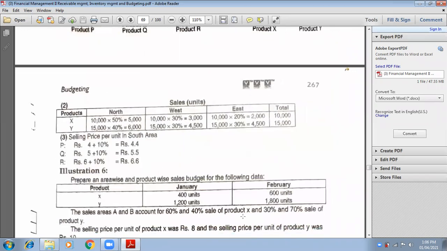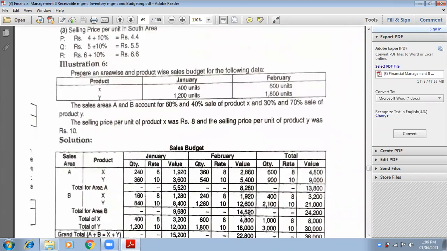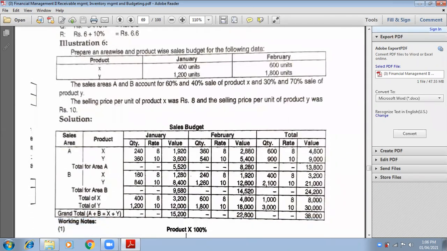Okay. So now we'll start with the next question. Look at the sixth question now. Prepare area-wise and product-wise sales budget. So product-wise and area-wise, January, February, and then area-wise, area A and B. So it has to be divided accordingly.